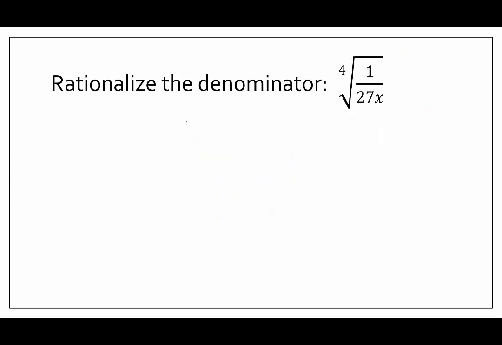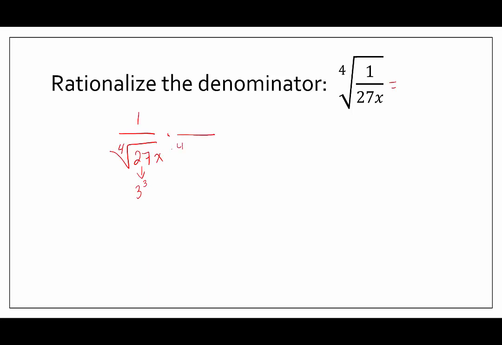Our last example, we're looking for the 4th root. So first of all, the 4th root of 1 in the numerator is just 1. So that will be 1 over, I'm not going to write that there because I'm going to run out of space. I'm going to put it over here, 1 over the 4th root of 27x. Now we want to think about 27 and we want to break it down into its primes. 27, as we might recall from the previous example, is 3 cubed.